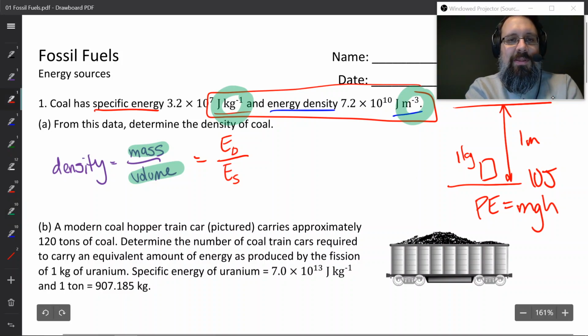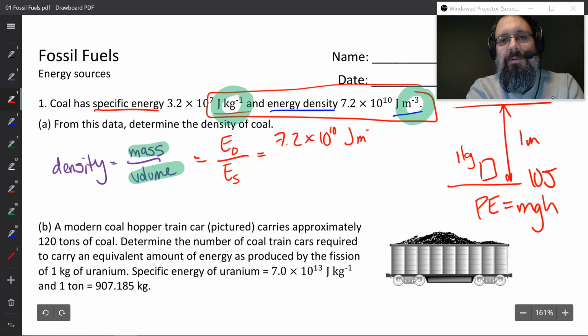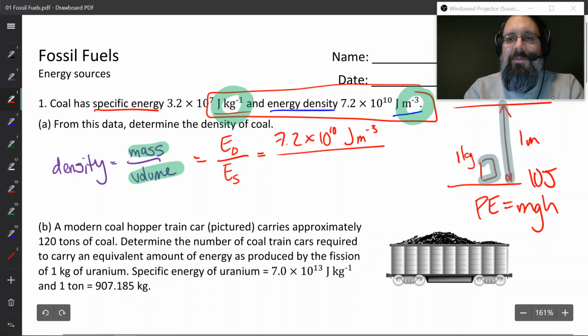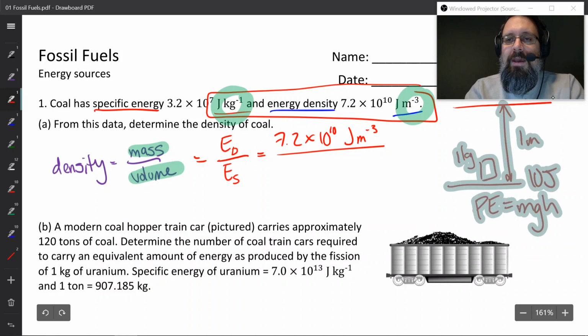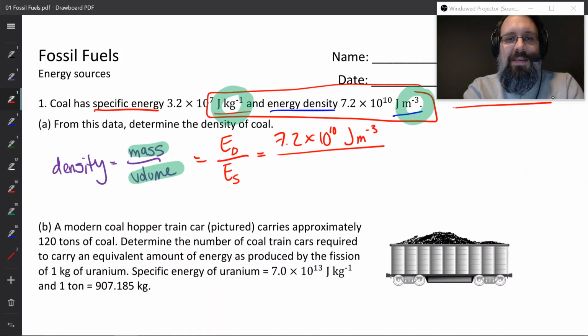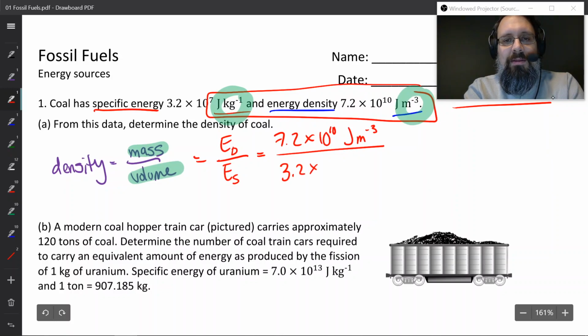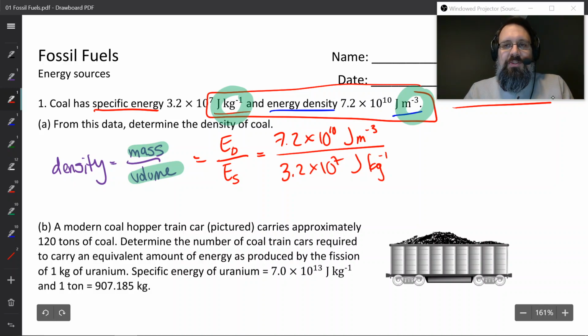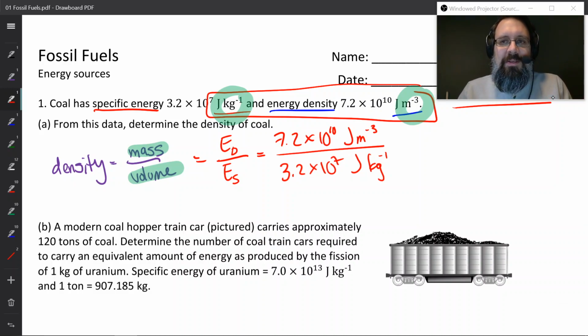So let me continue with this. The energy density is 7.2 times 10 to the 10, and we'll write the units down so we can make sure in the end that the units work out. Then we'll divide that by, I'm going to erase all this crazy stuff that I drew over here, the specific energy, which is 3.2 times 10 to the 7, in joules per kilogram. Keep in mind, it's really difficult to remember these, but the specific energy is saying how much energy there is per mass, and the energy density is saying how much energy there is per space. So there are two ways of saying how much energy is contained within a source.